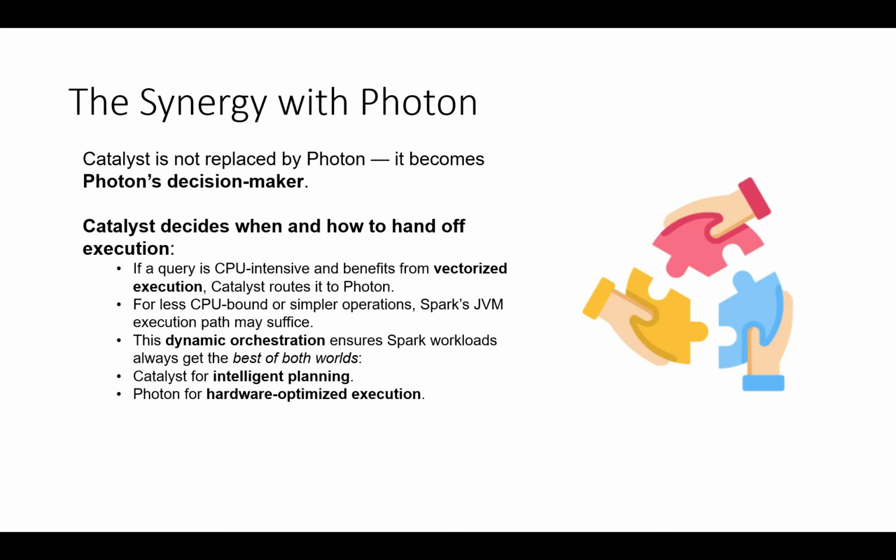The Photon and the Catalyst optimizer are working hand in hand and deciding who should be taking over the execution. So think of it this way: Catalyst is for doing intelligent planning before execution, Photon is for doing hardware optimized execution.